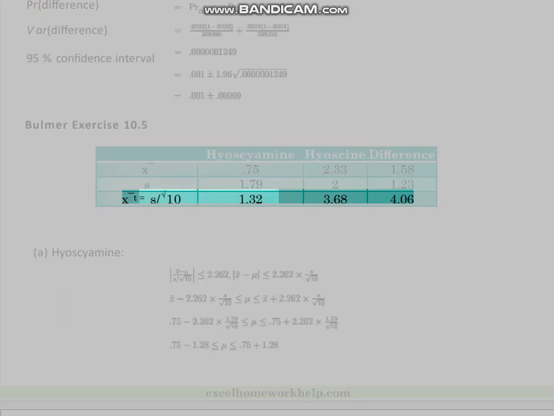1.79, 2.123, x t equals s slash square root 10. 1.32, 3.68, 4.06. A, hyoscyamine.